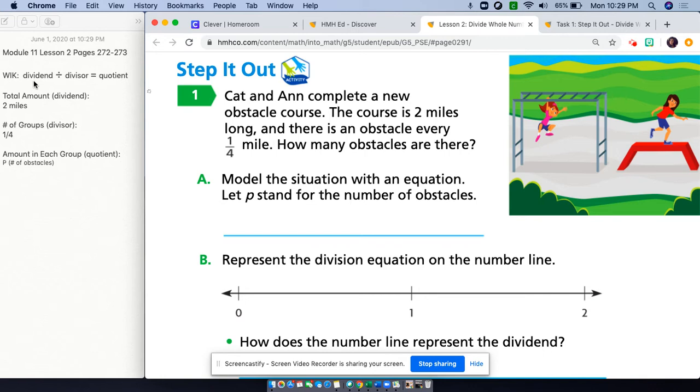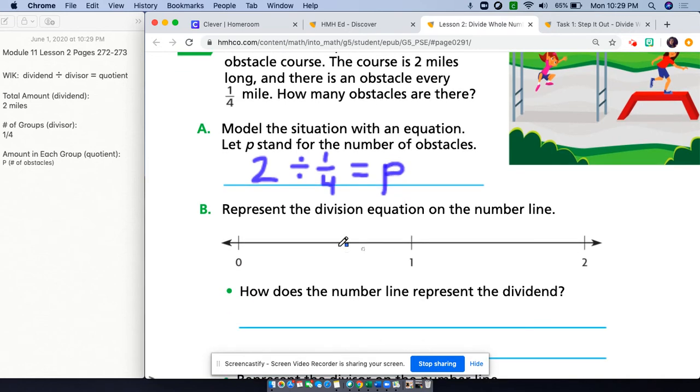Well, I just said that my dividend is 2, okay, to represent the 2 miles. Then I'm going to divide, okay, because I am dividing up my entire course by the number of obstacles. And I'm cutting it up every 1/4 mile, okay? That is my divisor. And like they said, they want the number of obstacles to equal P right now because that is what we are looking for. We're trying to figure out how much is P, okay?